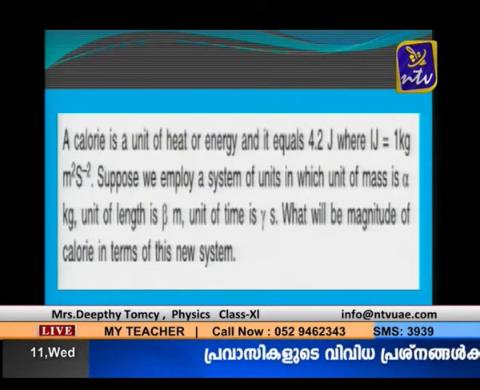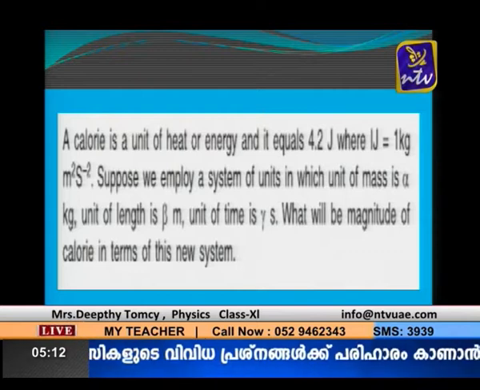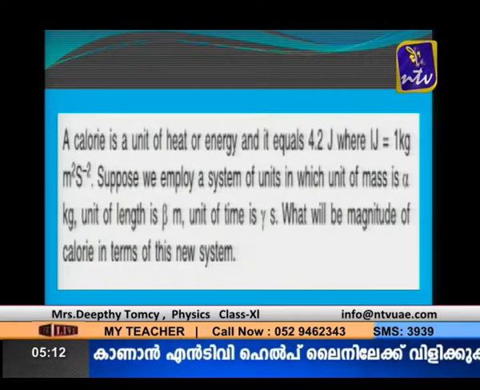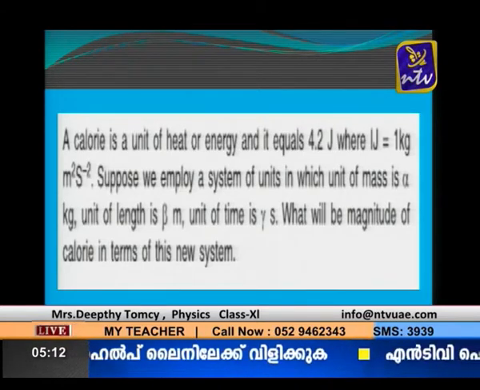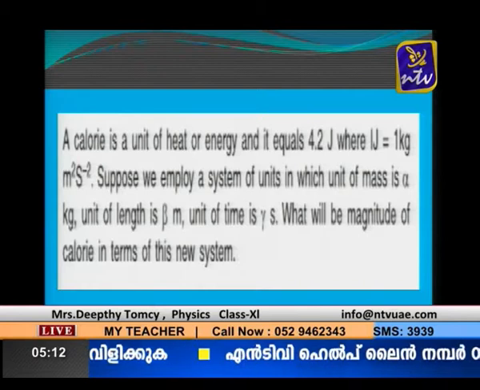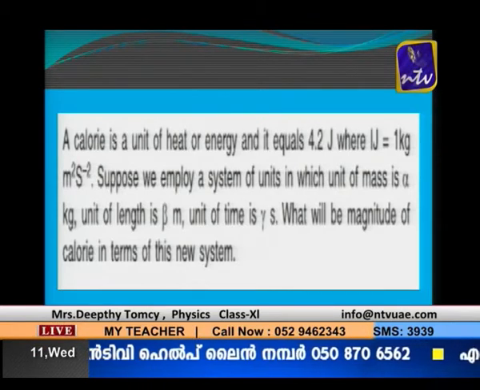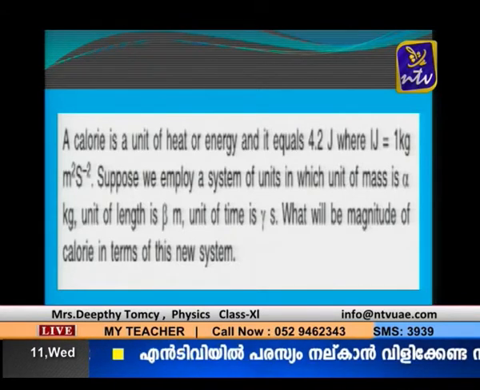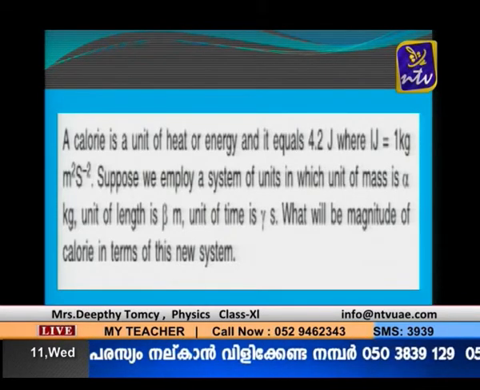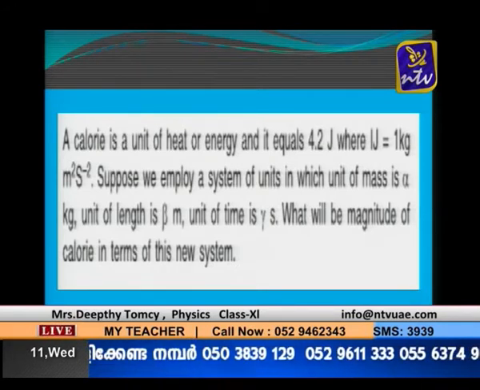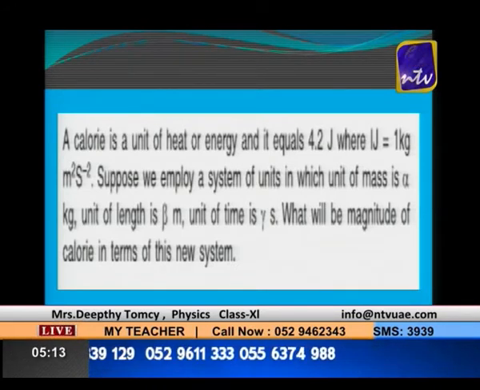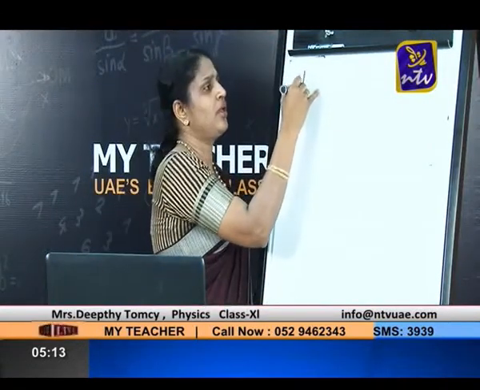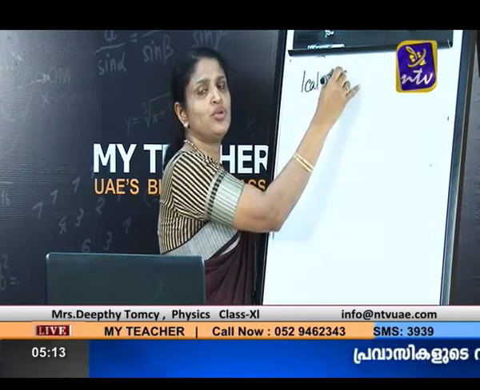A calorie is a unit of heat energy and it equals 4.2 joules, where 1 joule is equal to 1 kilogram meter square per second square. Suppose we employ a system of units in which the unit of mass is alpha kilogram, unit of length is beta meter, unit of time is gamma second. What will be the magnitude of a calorie in terms of this new system? Let us come back and see how we can solve this. 1 calorie is equal to 4.2 joules.